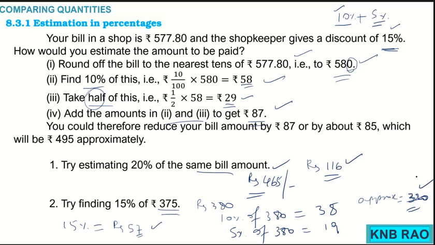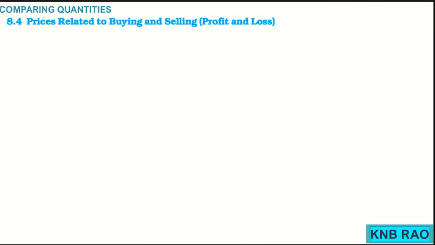Okay, now let us get into another important topic called sales price and cost price, buying, selling, which leads to the important topic called profit and loss. See children, very important here: price related to buying and selling. What are the terminologies in price related to buying and selling?